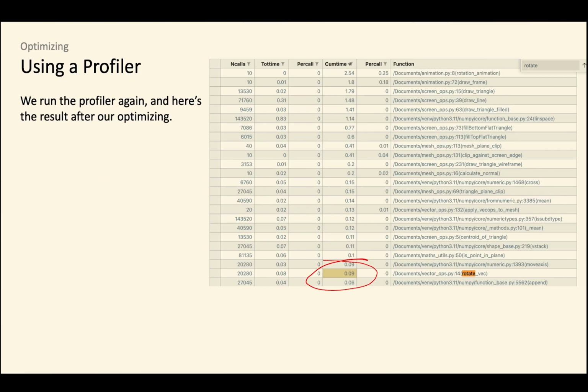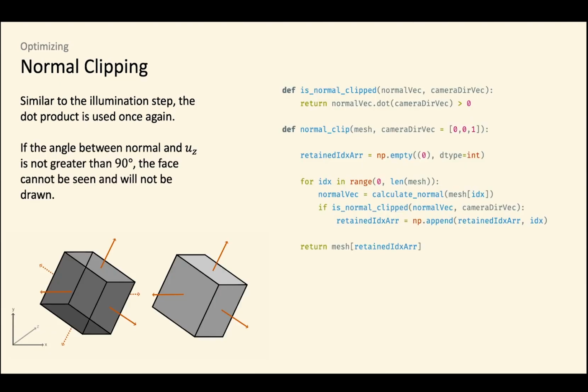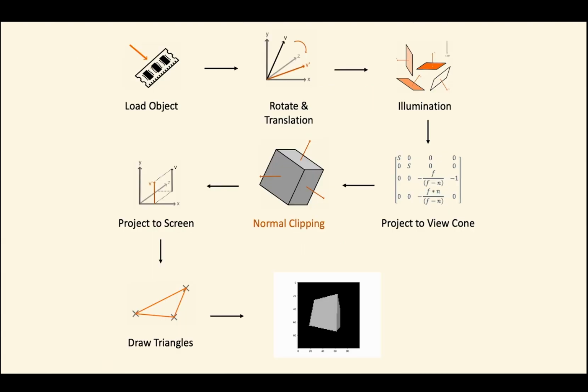This is how to optimize. Normal clip uses the same technique as illumination, only the light comes from the camera this time. Basically anything not facing the camera gets clipped. Now this looks close to perfect.